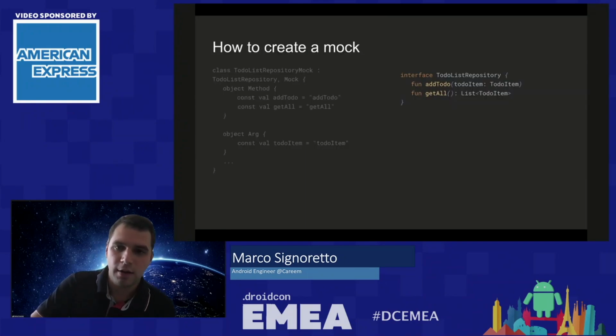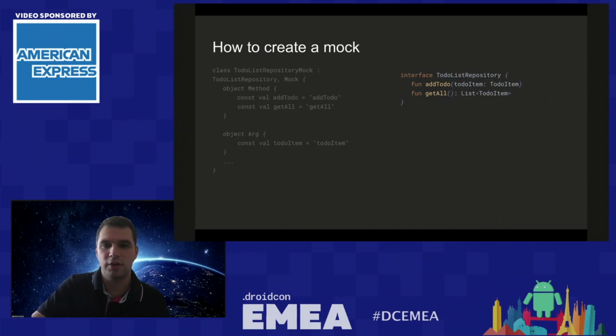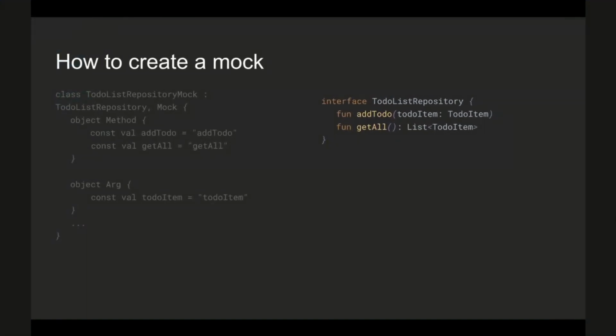To create a mock, let's say that we want to mock this to-do list repository, and we want to create our mock class. The first thing we have to do is extend the mock type of the library. After that, we need to provide a way for the library to know which method we are mocking and referring to. So we need to create two objects, method and arguments, where we specify the mapping between giving a name to a method and the method itself.